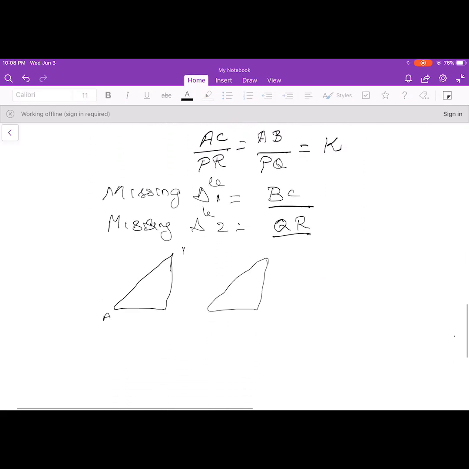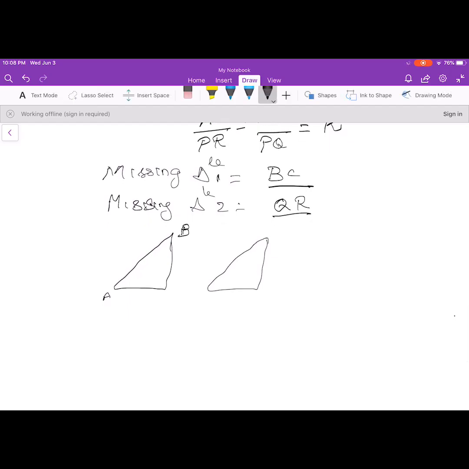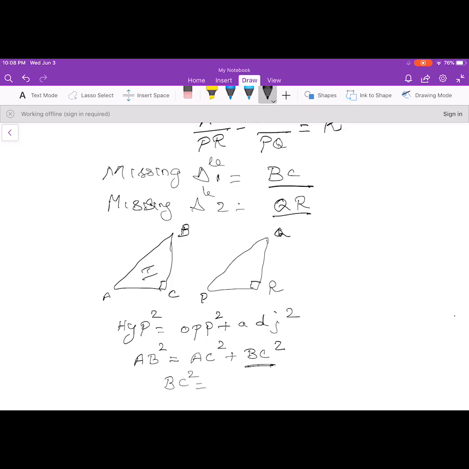Taken as ABC. Okay. PQR. So, in this, for triangle 1, I can write hypotenuse square is equal to opposite square plus adjacent square, that is AB square is equal to AC square plus BC square. But we want our BC, so I'll write this with respect to BC. BC square is equal to AB square minus AC square.